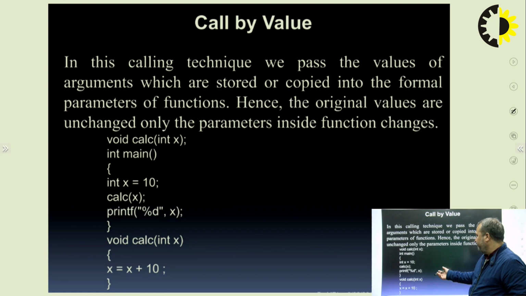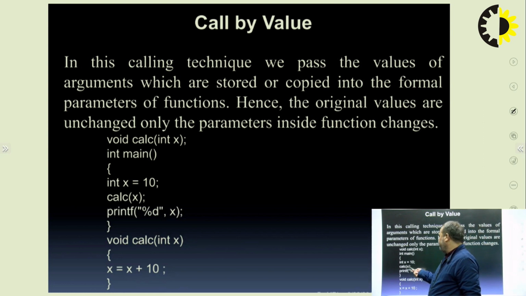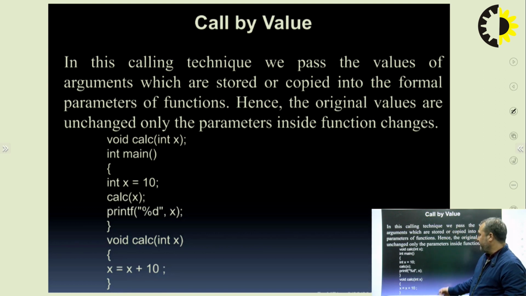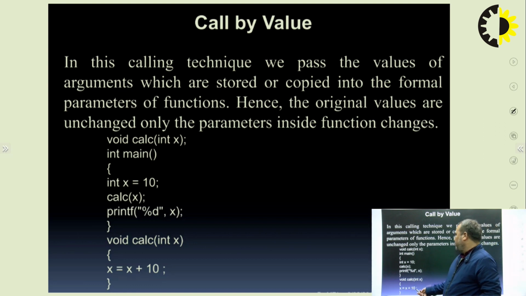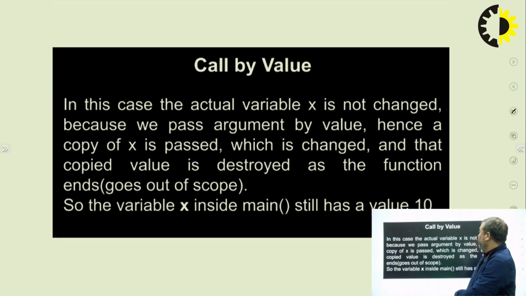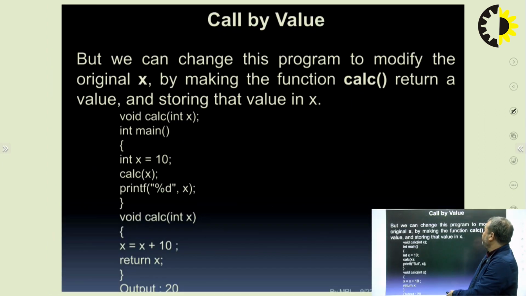For example, here, suppose this calculate. We have passed x, which means the value of x, that is 10, and we have modified x equal to x plus 10, meaning 10 plus 10 equal to 20. So here x becomes 20. If you print this x, it will print 20. So here it will print 20. This is call by value.